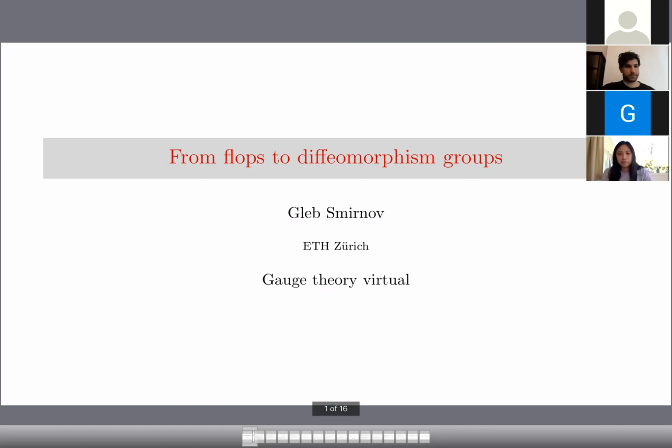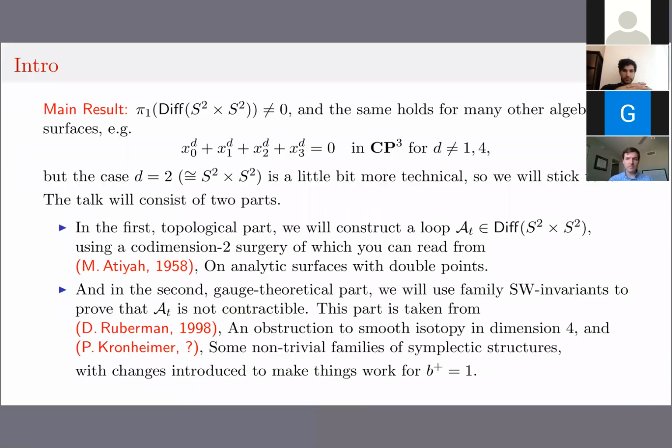Yes. Okay. So thanks everyone for attending. The talk is about diffeomorphism groups and some algebraic geometry constructions. And the main result we'll prove is that the group of diffeomorphisms of the product of two spheres is not simply connected. And the same result holds for many other algebraic surfaces. For instance, hypersurfaces in CP3, where degree is neither 1 nor 4. But we'll stick to the case of S2 times S2, so for d equals 2, because in this case b2 plus is 1, and it makes the case a little bit more complicated.